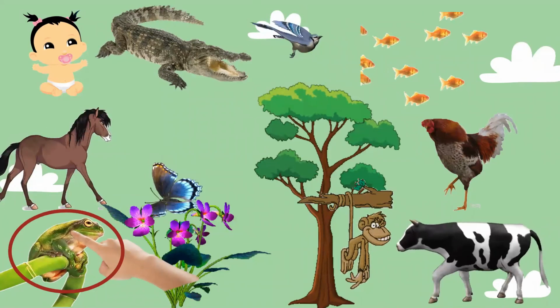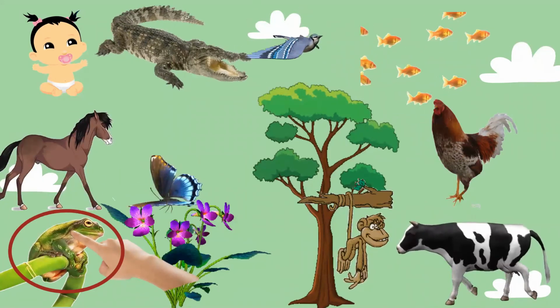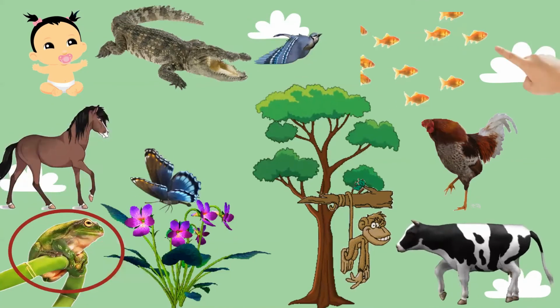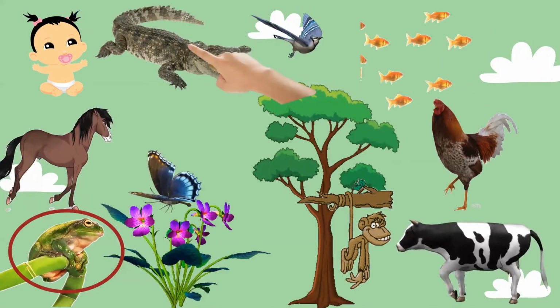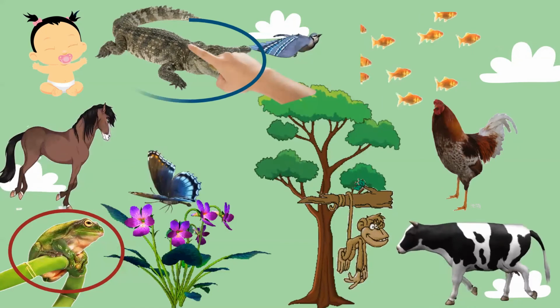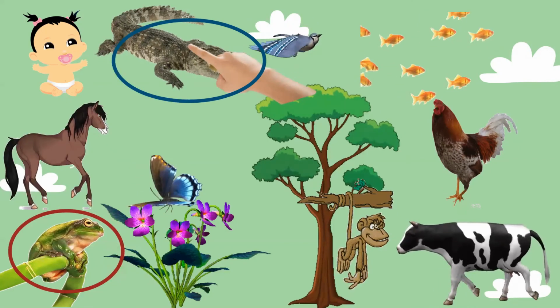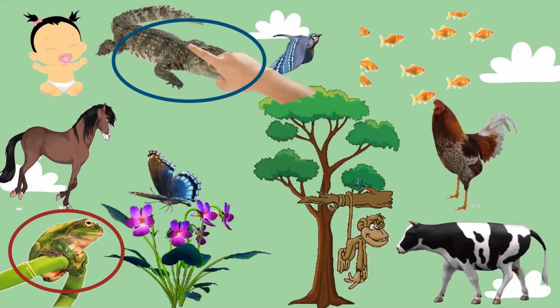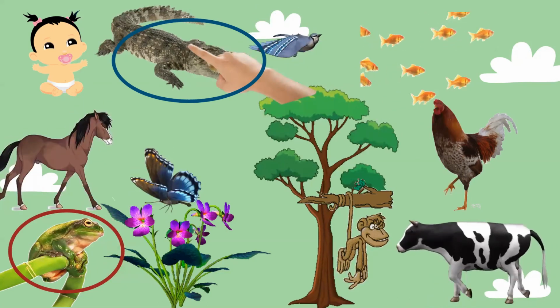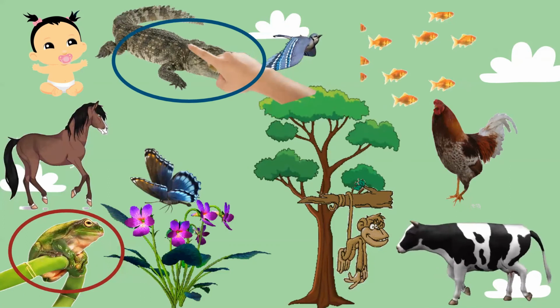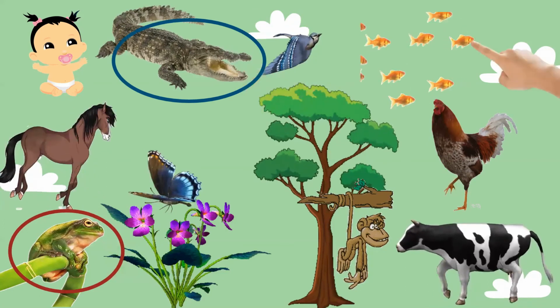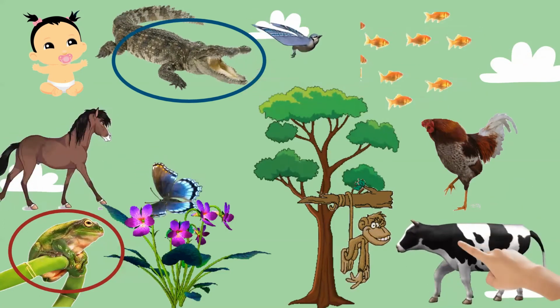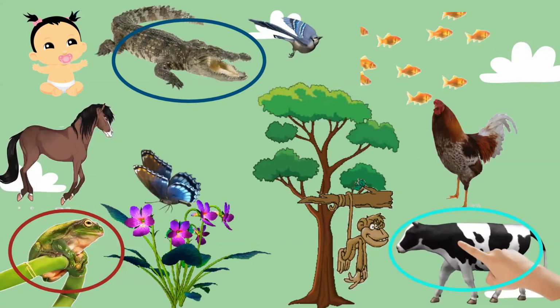What about the crocodile? Can you point where is the crocodile? The crocodile is here. Okay, good job. Now, what about the cow? Using your index finger, can you point where is the cow? The cow is here. Okay, good job.